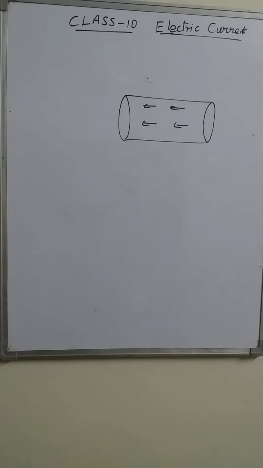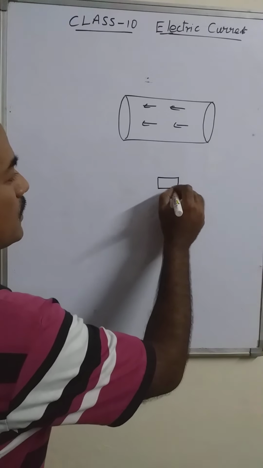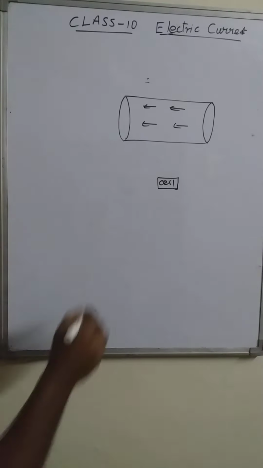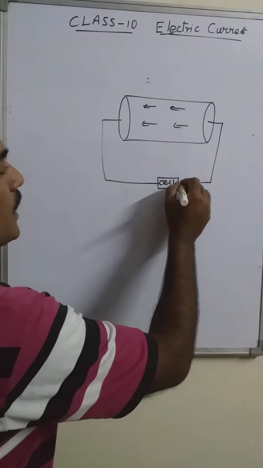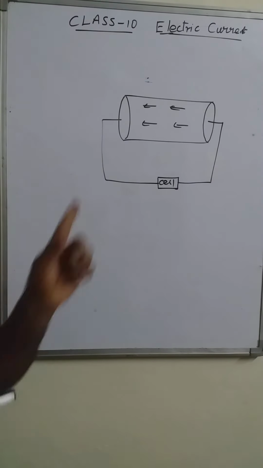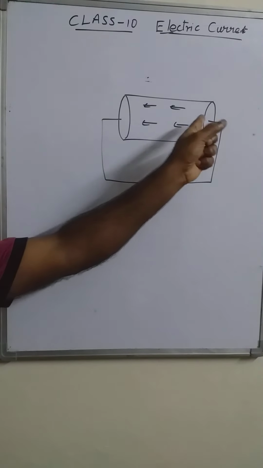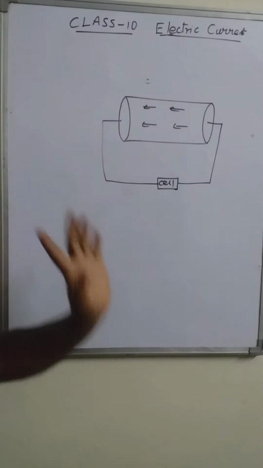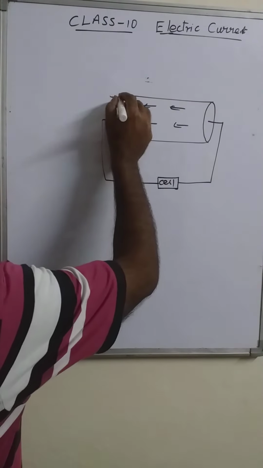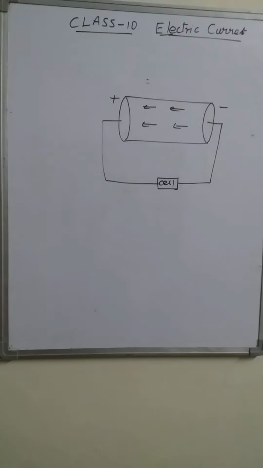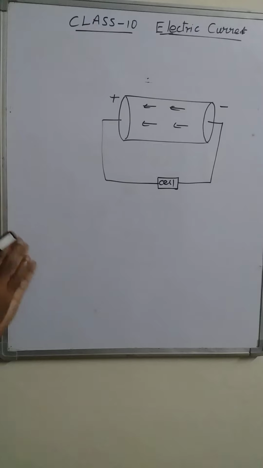So what is that source? That is a cell or battery. Suppose I take a cell or battery. This is the cell, and this cell is connected across the conductor. This cell does the work to move the electrons from one terminal to another terminal. So that means the cell is establishing the potential difference across the conductor. Potential difference means one side must be at a higher level, and the other side at a lower level.